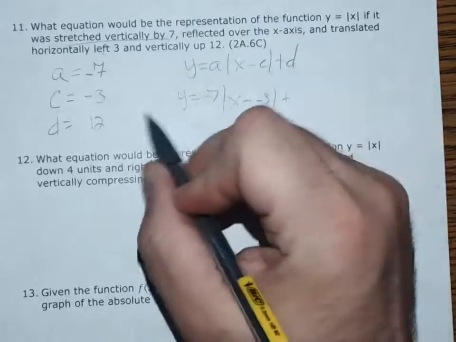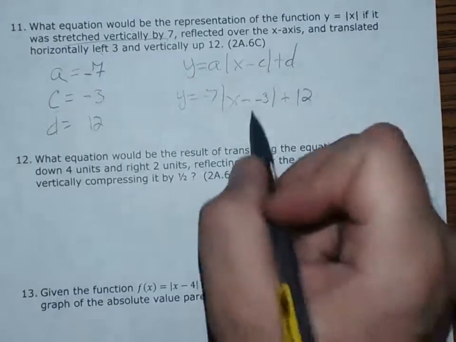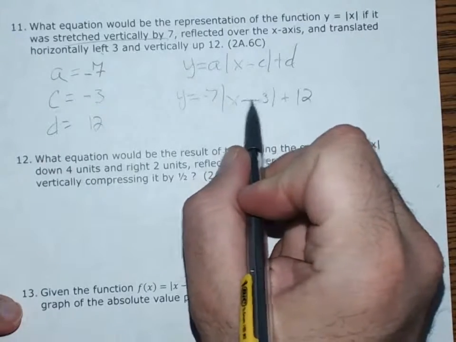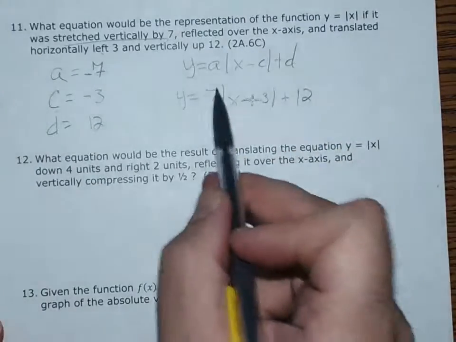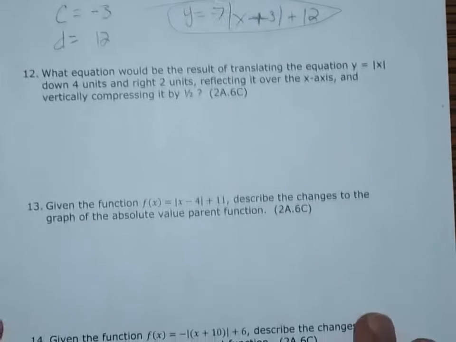plus D is 12. And some people like to rewrite this or erase it or do something with it because two negatives make a positive. So that's what you get right there. Number 12, I'm going to do similarly.